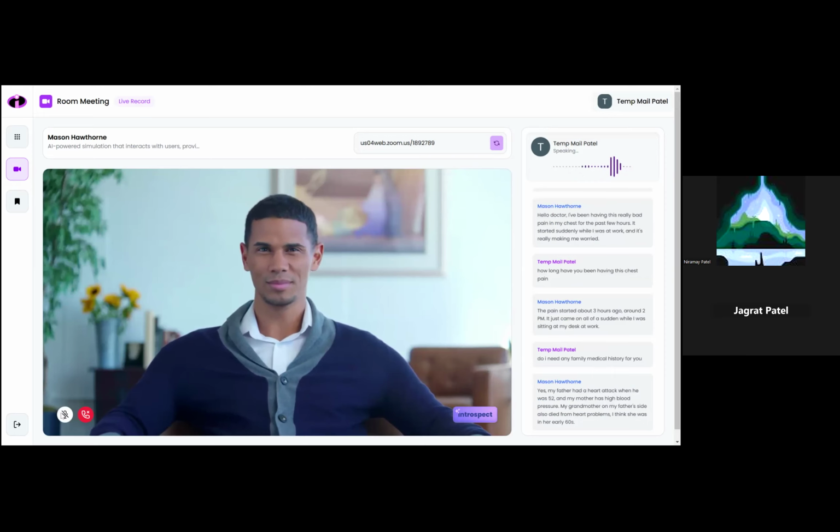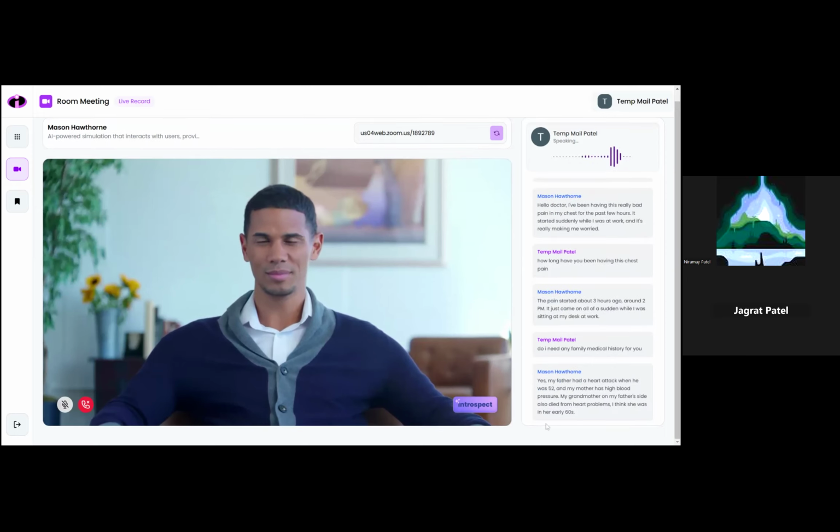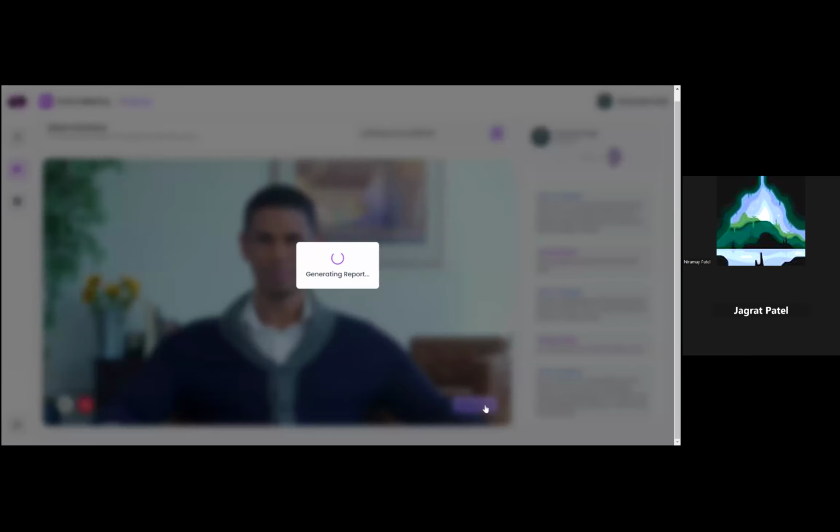So here we can see that after having more conversation with him and just clicking on the introspect button, we could have real-time feedback of how the conversation or the diagnosis went. This is a really concise simulation, but it would show how well the treatment or diagnosis went.